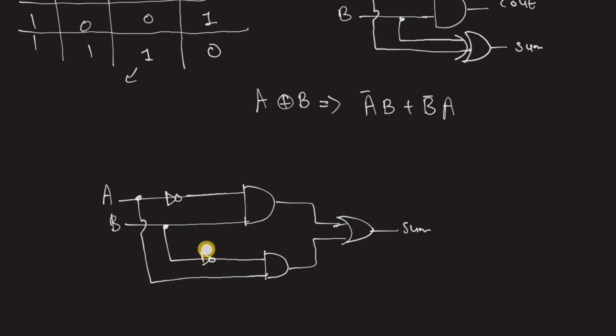Now if you want, you can do the C out as well. So this is for C out. This completes our half adder diagram. So let's move on to the full adder now.